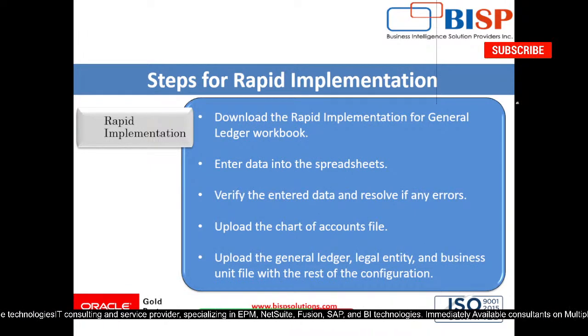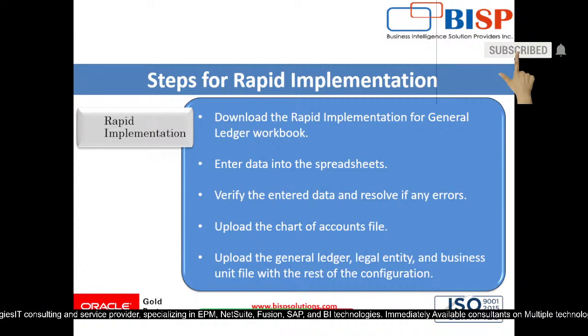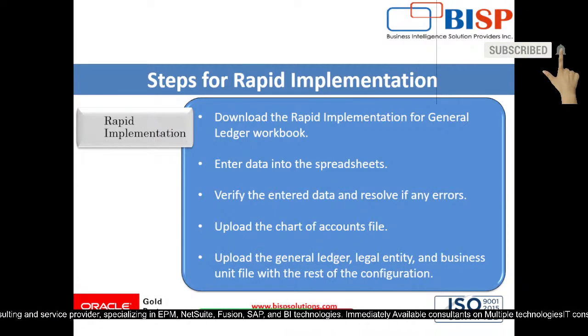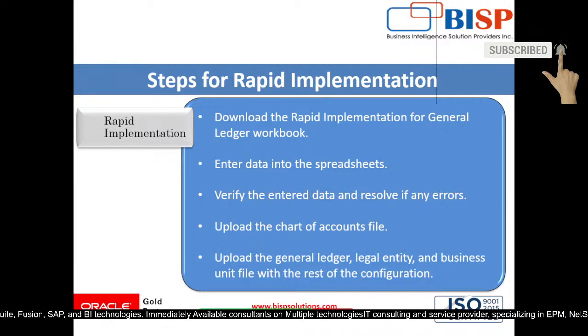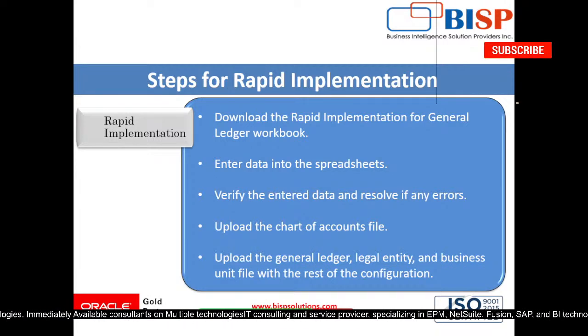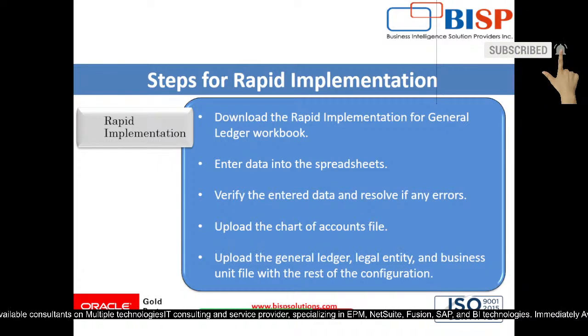So in order to perform the rapid implementation in our application, we have to follow some basic steps. First we have to download the rapid implementation file for general ledger workbook. After that, we have to enter the data into the spreadsheet templates. We have to verify the entered data and resolve any errors that occurred. And we upload the chart of account file and upload the general ledger, legal entity, business unit file with the rest of the configuration.